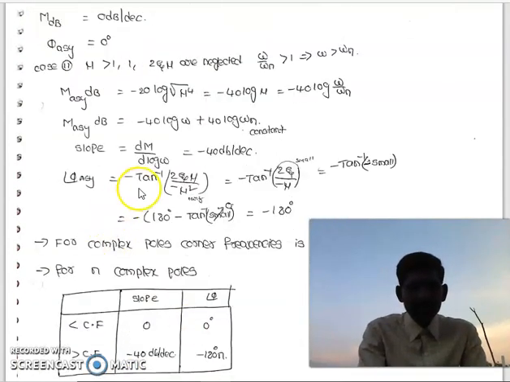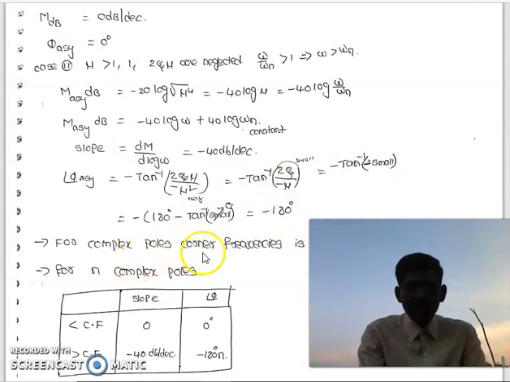Asymptotic angle equal to minus tan inverse of 2 zeta u divided by minus u square. When u is large, that is minus tan inverse of 2 zeta divided by u. This is small, so minus tan inverse of small can be neglected. So this can be written as minus 180 degrees.